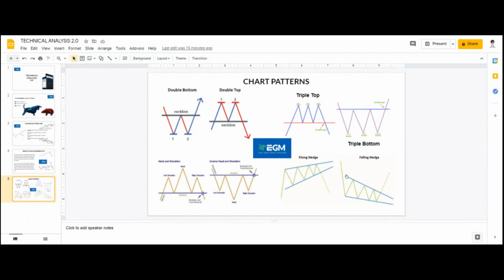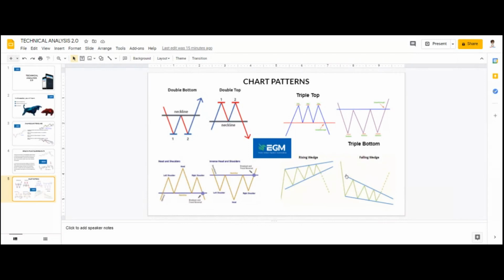The number I texted you on WhatsApp is the one I share ideas on. I shared gold also, gold buy. I'm also on gold. Let me see. I'm up by, let's check, 50 points already. That's 50 pips already.